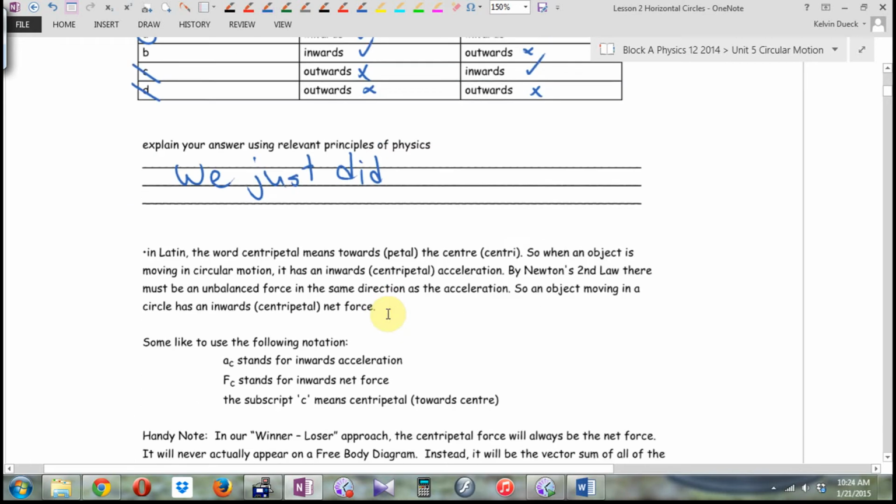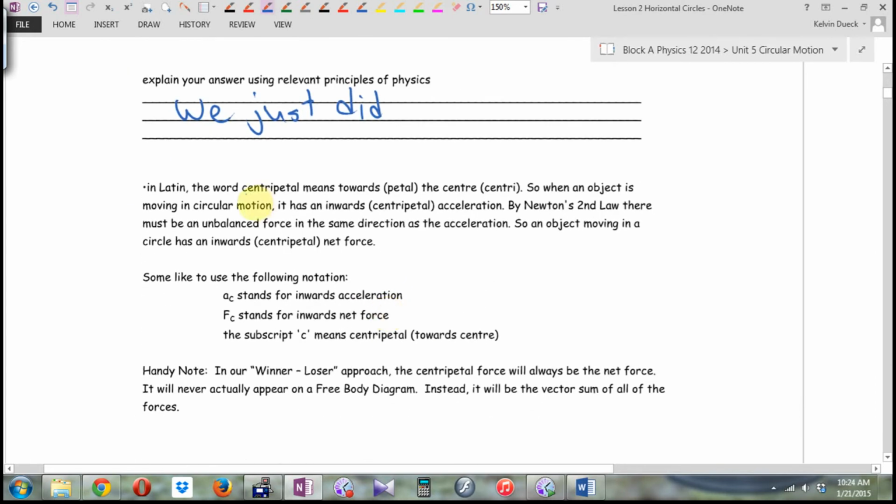In Latin, the word centripetal means towards, pedal, the center, or center seeking. So when an object is moving in circular motion, it has inwards centripetal acceleration. By Newton's second law, if you have an acceleration, there must be an unbalanced force in the same direction as the acceleration. So an object moving in a circle has an inwards force.